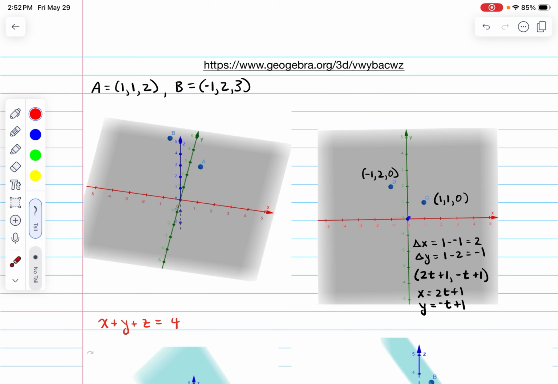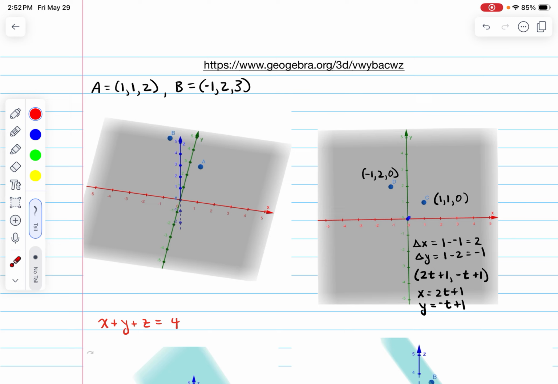Now here's the way we can get the parametric equations for the line. I go delta x times t, there's 2t, plus the x coordinate, 2t plus 1. Now I'm going to do the delta y. Negative 1t, plus the 1 right there. This is a set of parametric equations for this line right here. A line that passes through these 2 points. Okay?